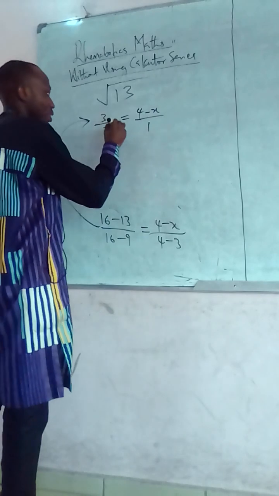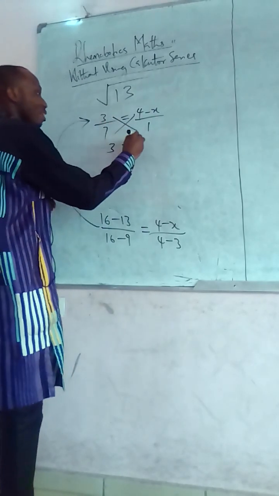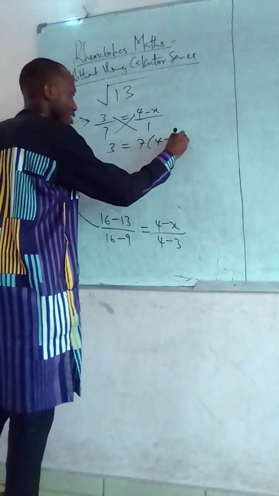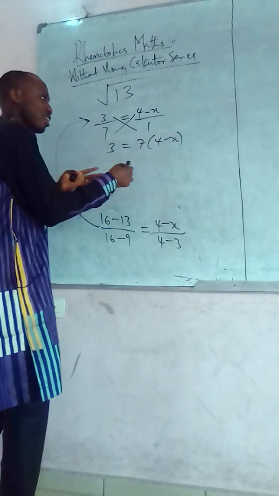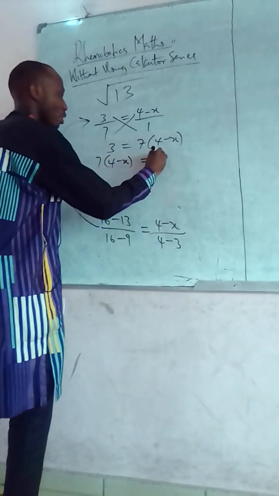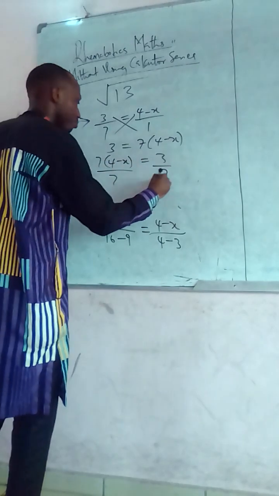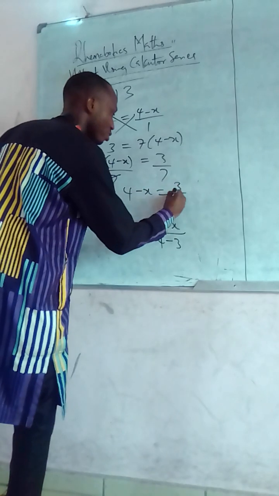So we cross multiply at this point. We have 3 times 1, which is 3, and 7 times 4 minus x. So we are going to make x the subject of the formula by dividing both sides by 7. So let's do that. Divide both sides by 7. Okay, so we have 4 minus x equal to 3 over 7.